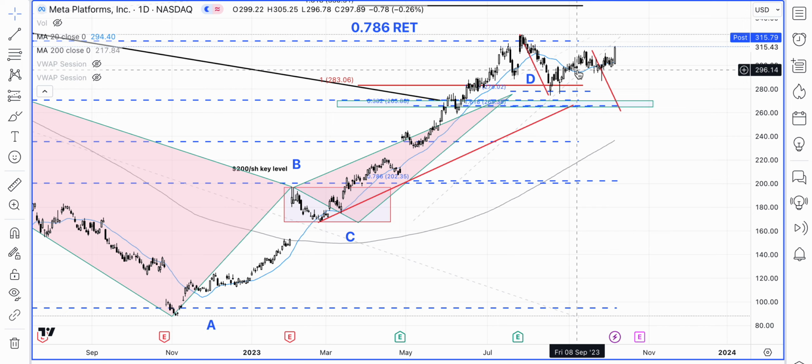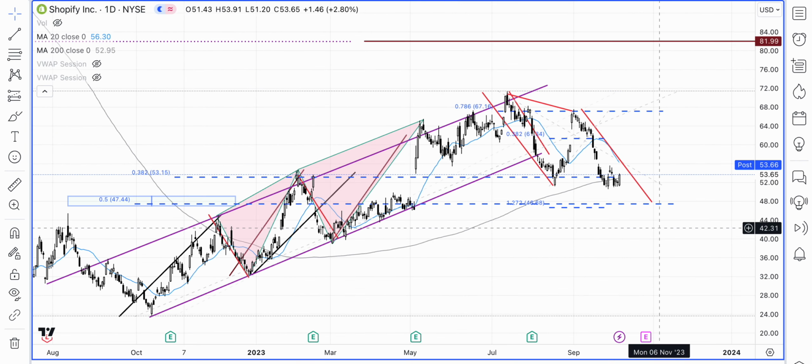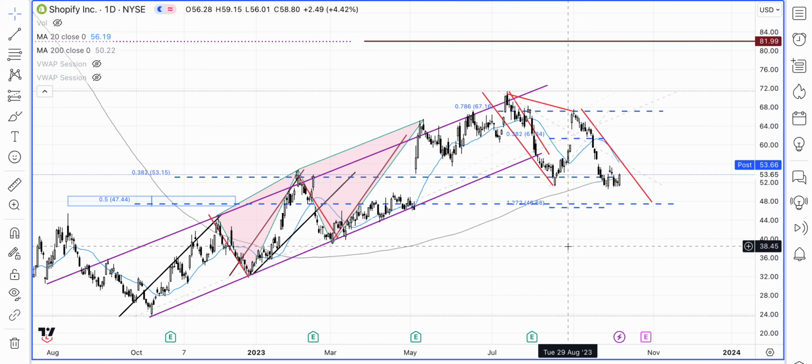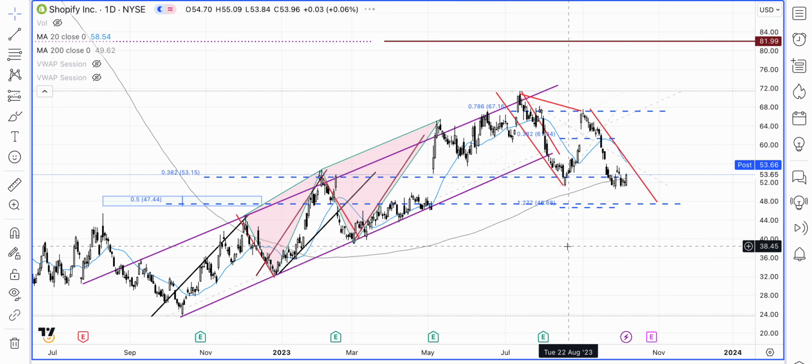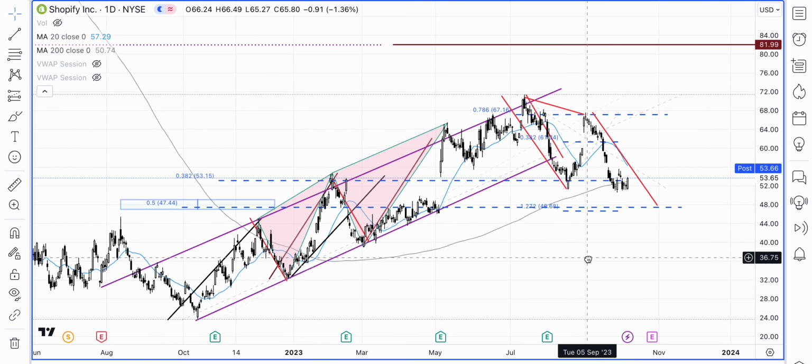Now, let's take a look at Shopify. Apologies, still recovering from a little bit of cold. So the Shopify stock is very interesting at the moment, at this juncture.